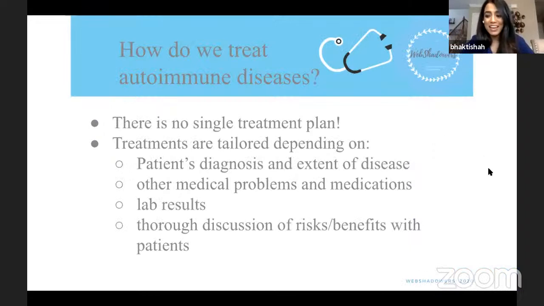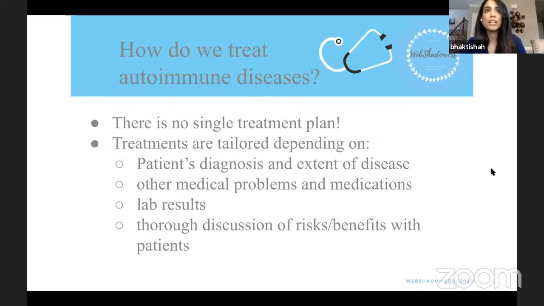And that leads me into how do we treat autoimmune diseases? There is not one single treatment plan. I touched on this earlier, but my treatments are really based on my conversation with a patient. It's dependent on what their exact diagnosis is and how severe their disease is. What other medical conditions do they have and what other medications are they on? We are not going to put patients on immunosuppressants that are currently also dealing with a major infection, for example. What are their lab results showing?